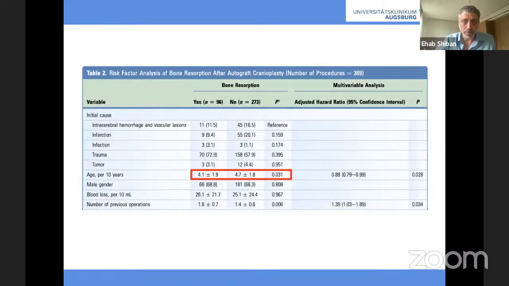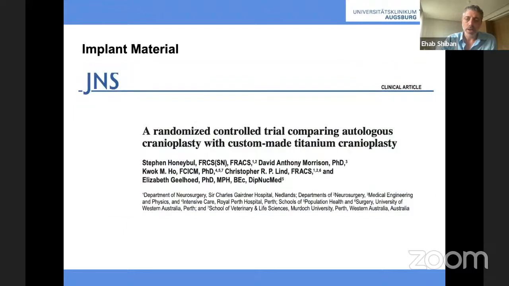Looking at bone resorption multivariate analysis, we see that it occurs more often in younger patients. So the younger TBI patient will probably have more problems with bone resorption. That's why, at least in Augsburg, if I have a young patient after TBI, we go strictly to synthetic material and just don't do the bone anymore.